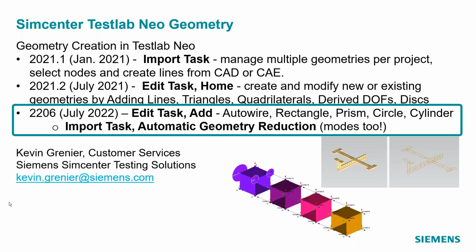And under the import task, we also have an automatic geometry reduction. So you could take a CAD file or a CAE file and reduce it from 20,000 nodes, 100,000 nodes down to a more manageable number for testing, 100 or 200, for example. And then rather than drawing lines and elements on it, you could just auto wire it automatically. So I'll show all that today.